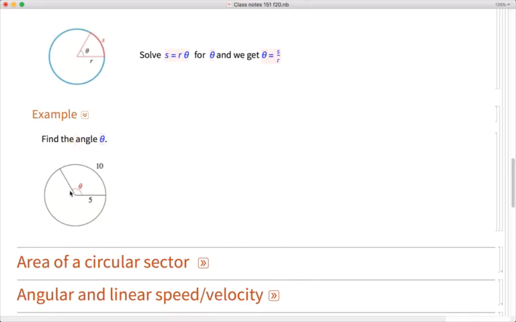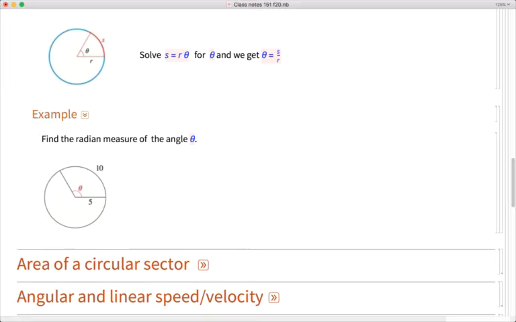Find the radian measure of the angle. So we want to know how many radians this theta is. And if you want to minimize the number of formulas that you memorize, you might just stick with S equals r times theta and plug in.